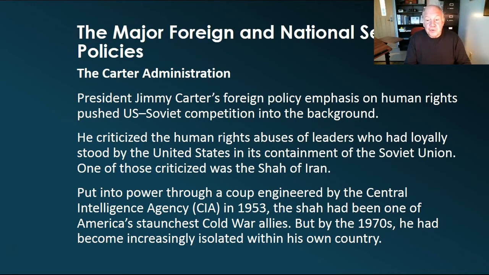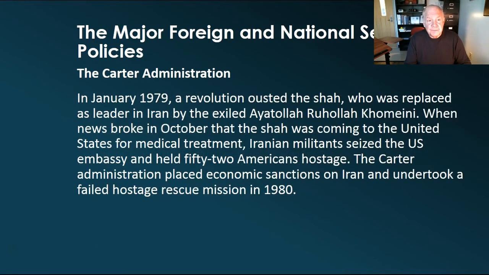Put into power through a coup engineered by the Central Intelligence Agency in 1953, the Shah had been one of America's staunchest Cold War allies. But by the 1970s, he had become increasingly isolated within his own country.